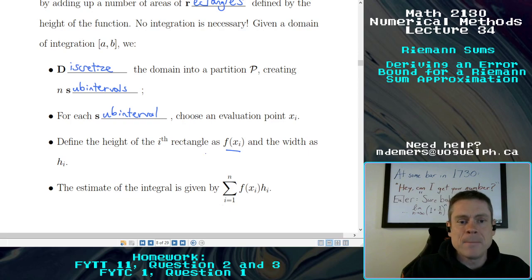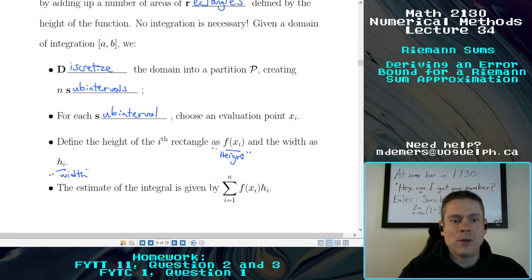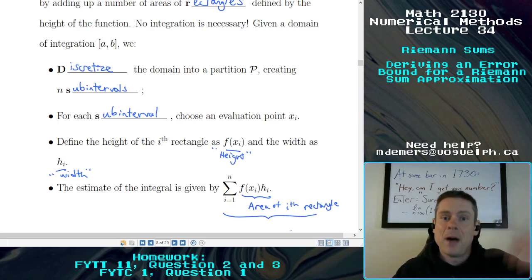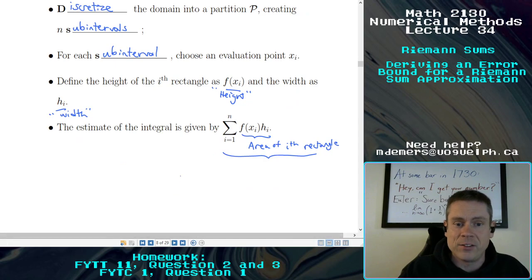And then you sum them up. So this is the height. This is the width. So the multiplication of the two is going to give me the area of the ith rectangle, and that's what this is right here. And then the sum of them all gives you the sum of the areas of all of those rectangles.